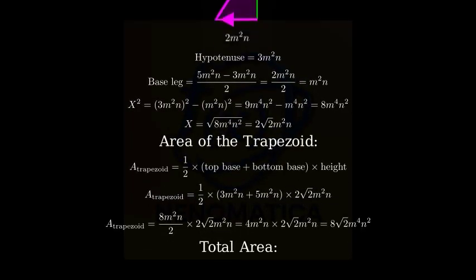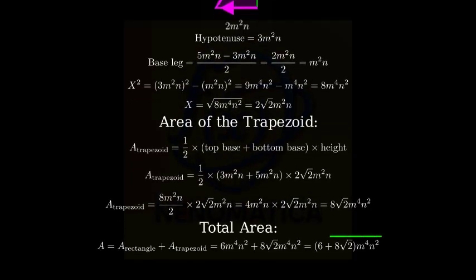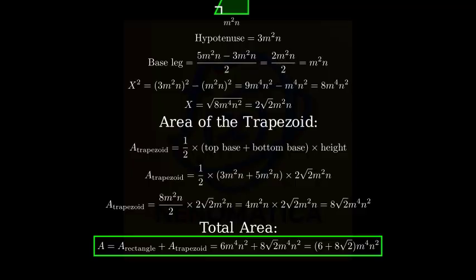Finally, we can find the total area by adding the areas of the rectangle and trapezoid. Total area equals 6m to the fourth power n squared plus 8 root 2 m to the fourth power n squared, which equals m to the fourth power n squared times the quantity 6 plus 8 root 2.